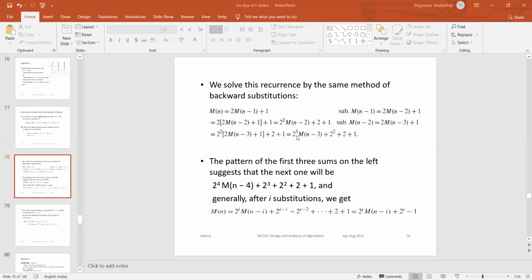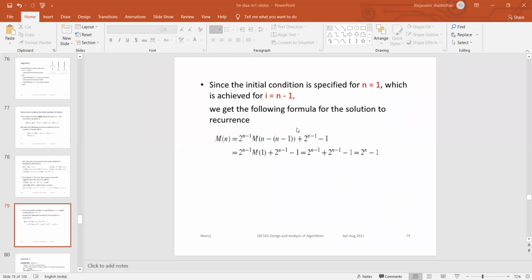Finally, you substitute i. So when you substitute i for the powers, what will you get? 2 power i M of n minus i plus 2 to the power i minus 1, plus 2 to the power i minus 2, dot dot dot, plus 2 plus 1. So finally, you will get it as 2 power i M of n minus i plus 2 to the power i minus 1.